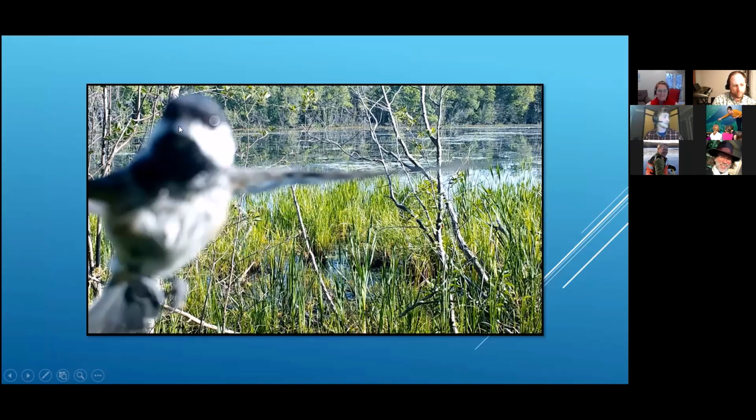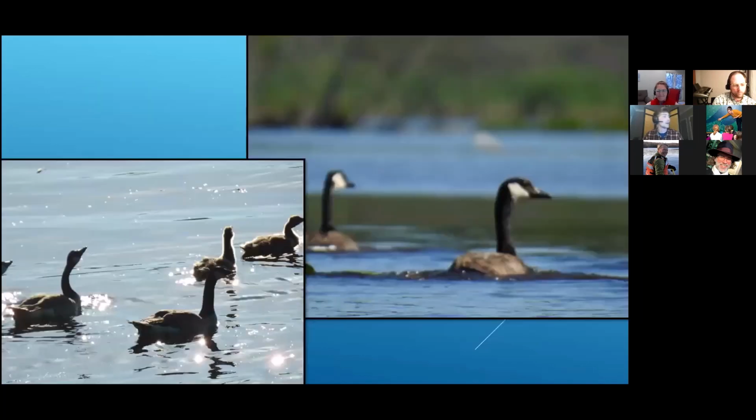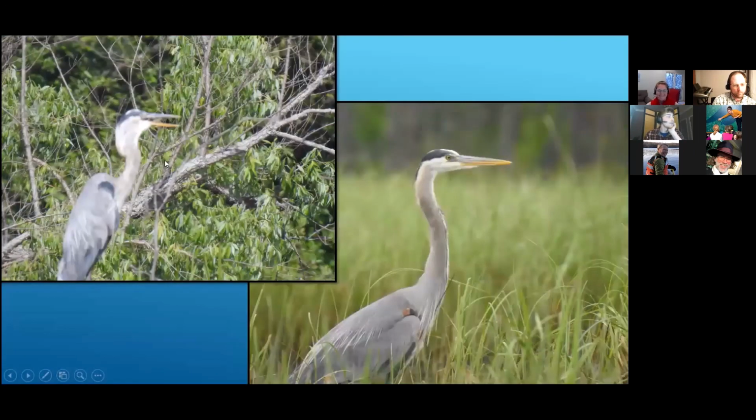Black-capped chickadee came right up to the camera. I think it's a black-capped chickadee. Oh, and then that was in Walleye Alley Bay. And geese, of course, a lot of geese. Great blue heron, I think this was in Duck Hunt North. I took this one with my own camera though. This might have been a trail camera photo. I don't think so. No, it's not. That was a photo.